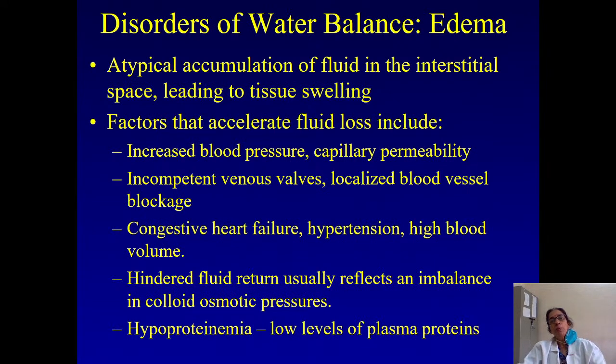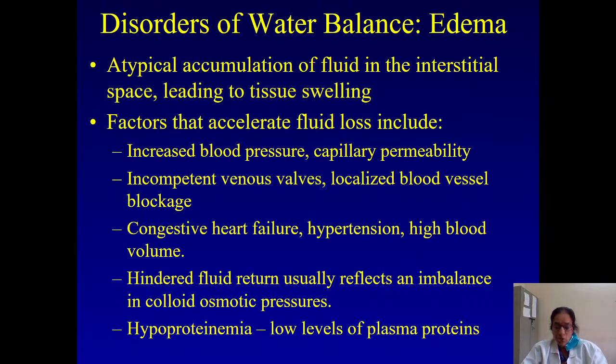And incompetent venous valves. When the venous valves are not functioning properly, the fluid is not able to come from the veins towards the heart. So venous pressure will build up in the veins. When this venous pressure is more, again your hydrostatic pressure will be more, and the fluid will be leaking out into the interstitial spaces.